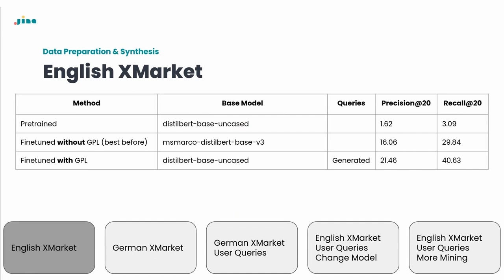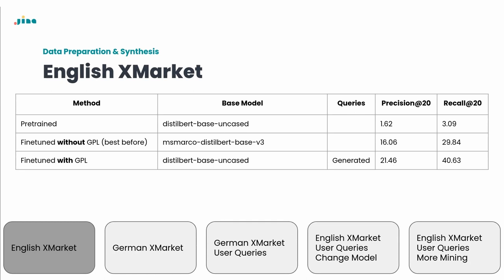And now we did the whole thing with the English XMarket dataset. What we always did is prepare the dataset, and afterwards fine-tune. What you see here for the English XMarket dataset is, at the top, a pre-trained model. Then we have fine-tuned without GPL, which was the best we had before. So this is also the model we used for hard negatives mining. And then we have the fine-tuned with GPL. And what we see here is that the performance went up. So nice, OK, it kind of works. That was quite lucky. And at the bottom, you see some of the experiments that we did over time.